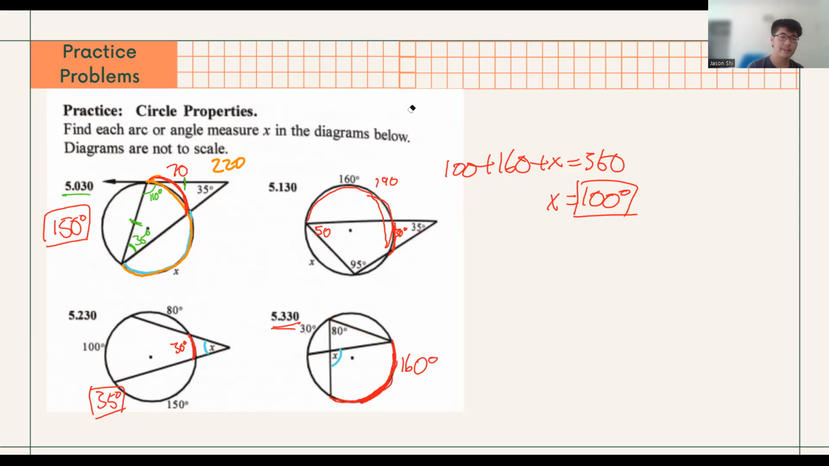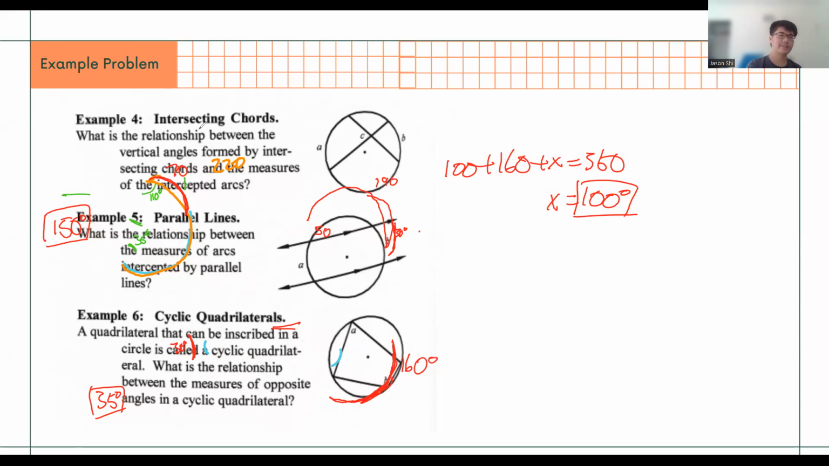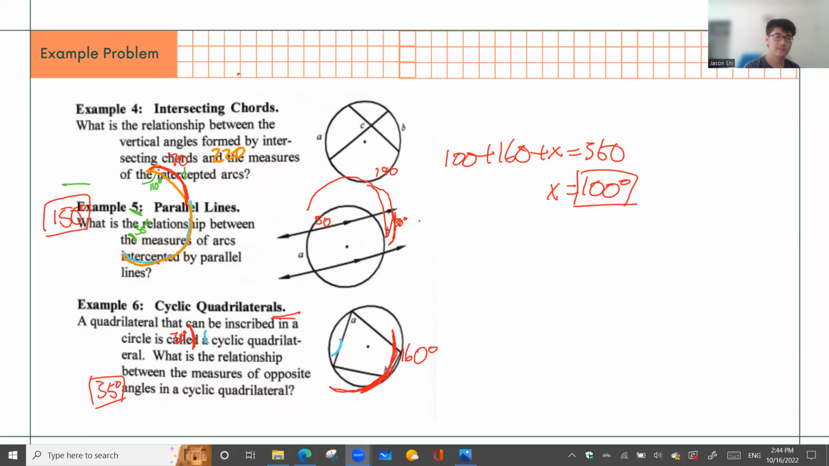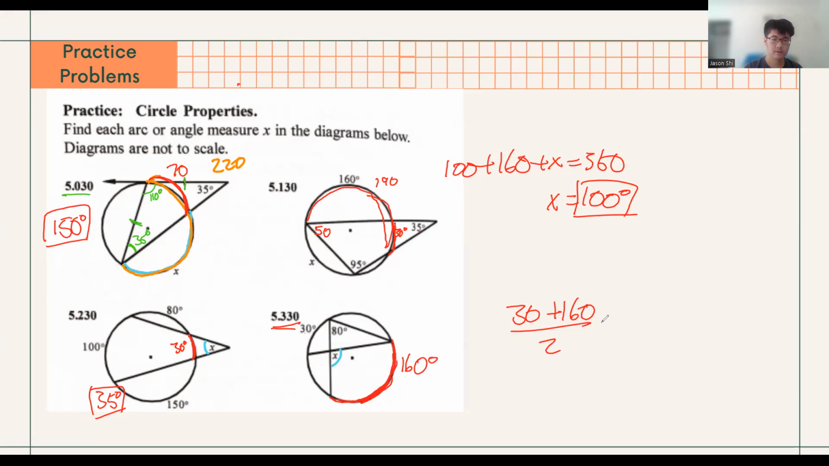So then if you go back, and the annotations will look really ugly, but if you go back and see example 4 here, it says the intersecting chords up here. We know, I think it's the average of A and B is C. So A plus B divided by 2 is C. So we have 30 plus 160 divided by 2 is x, which equals 95. So x is 95 degrees.